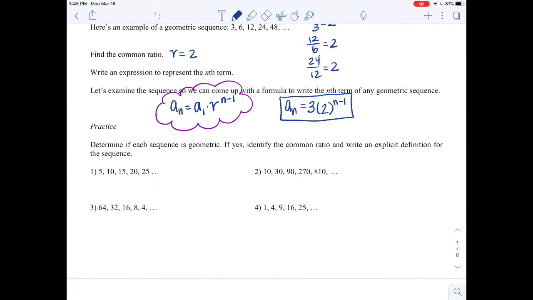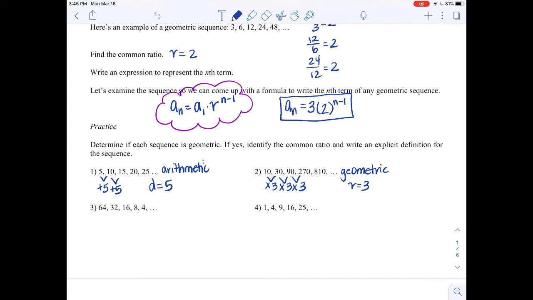Just like we did in yesterday's lesson, you first want to be able to identify if something is geometric or not, and then if it is geometric, let's make a rule for it. If you look at the first one, you're adding 5 over and over again. That is not geometric, that is actually arithmetic, and has a common difference of 5. If you take a look at question number 2, you're multiplying by 3 over and over again. The fact that you're multiplying by a common ratio over and over is what makes this a geometric sequence.